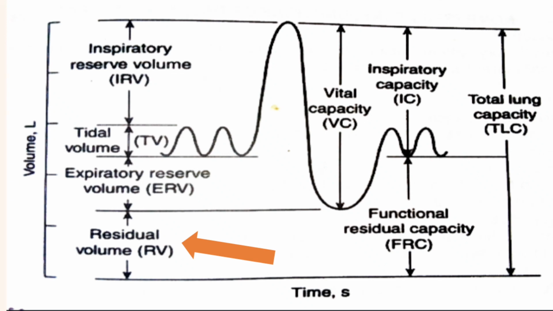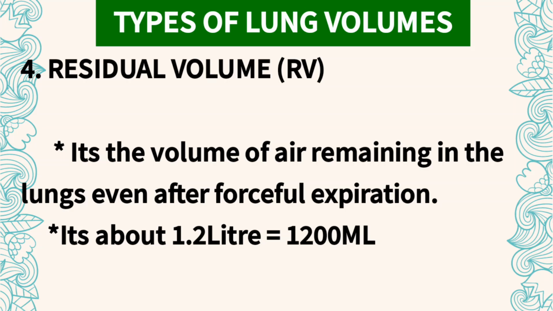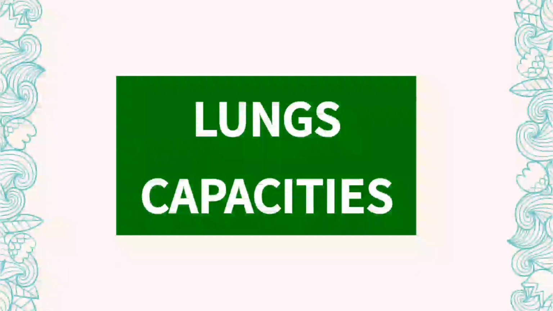The additional air that remains in the lungs is called the residual volume. I know you understand that. The value for that is about 1.2 liter, which is also equal to 1200 milliliter. That's all for the types of lung volumes, and now we're discussing the lung capacities.